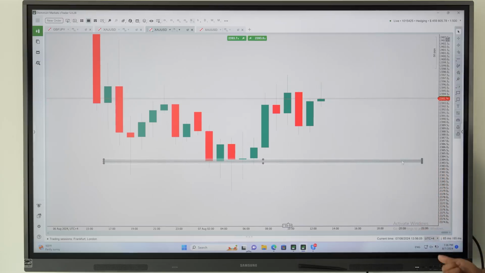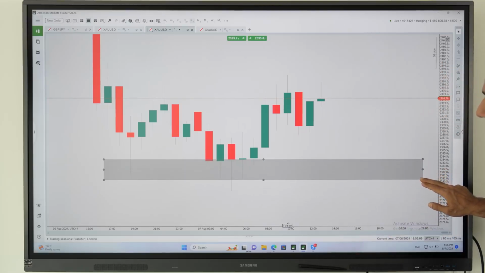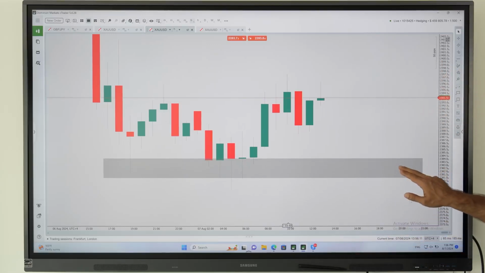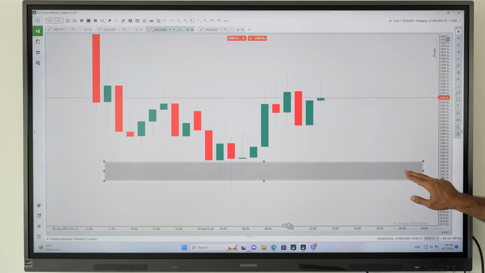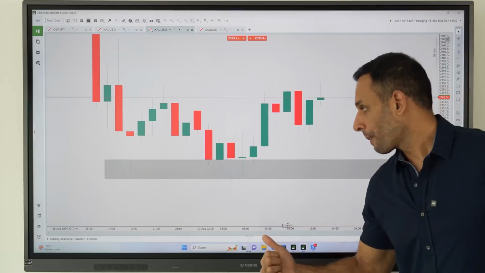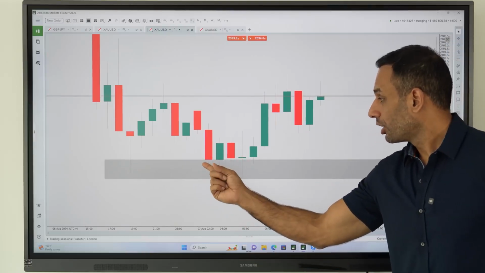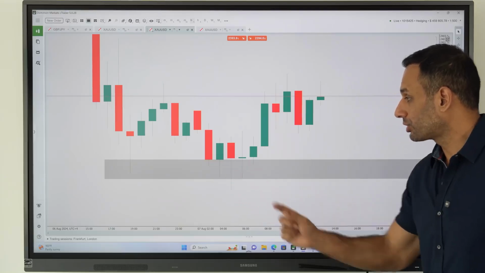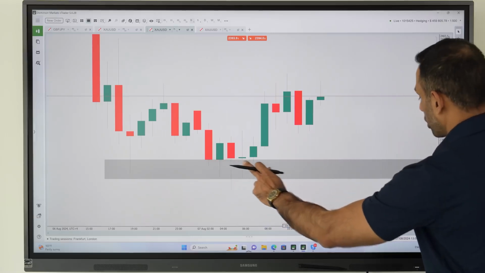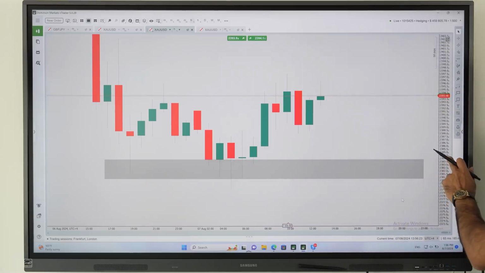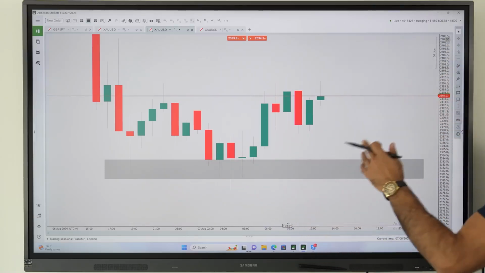One thing that people ask me all the time is, shouldn't this zone be thicker like this? And the answer is no. The reason why the answer is no is because you have to look to see where the candles are closing. If you see that the candles are closing around 2384, then that is the point you want the next candle to close.